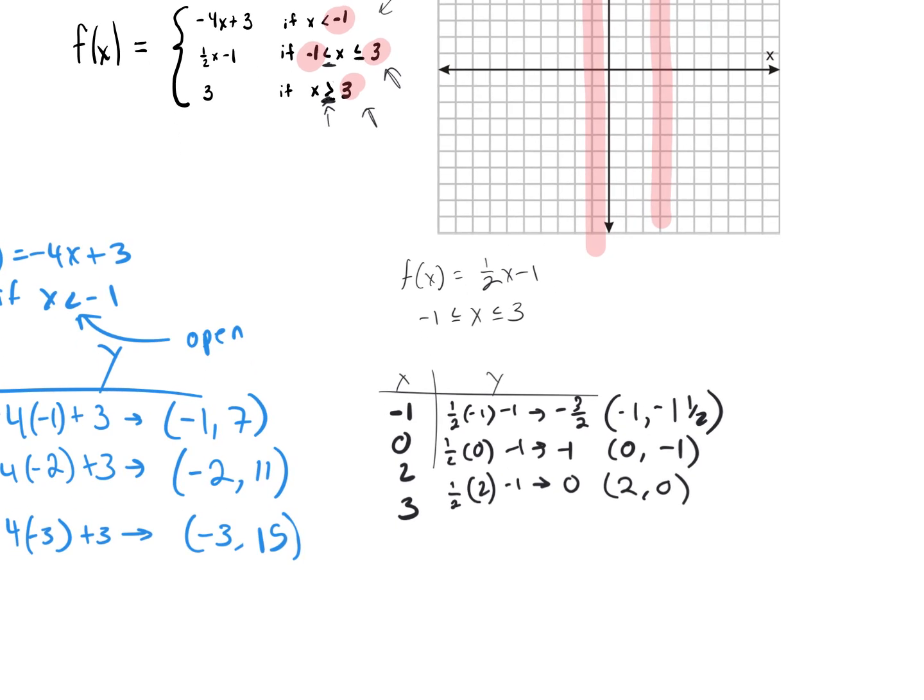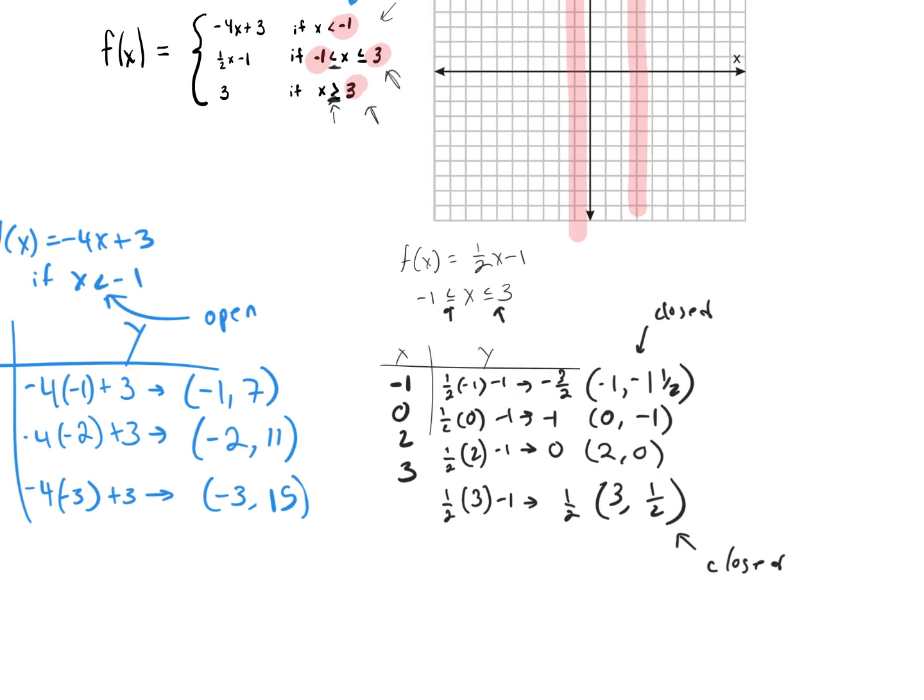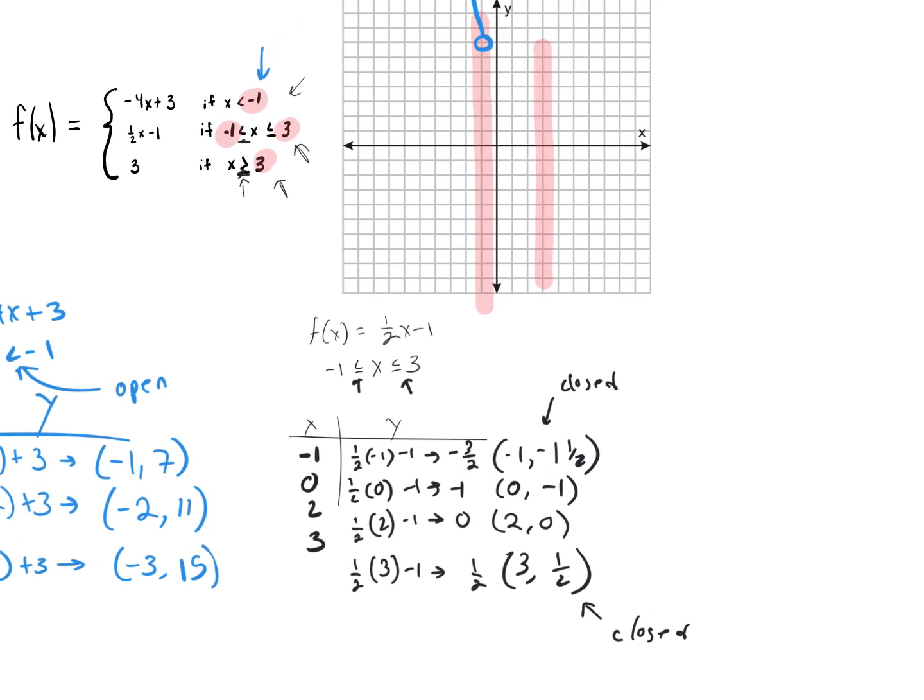And if we plug in 3, we're going to get 1/2, which is 3, 1/2. Again, in this case, this first one's closed because of the inequality or equal to. Same for the bottom, it's closed because of the or equal to. Remember, we changed this one, so it would be a function. So you can either do that, which is fine.